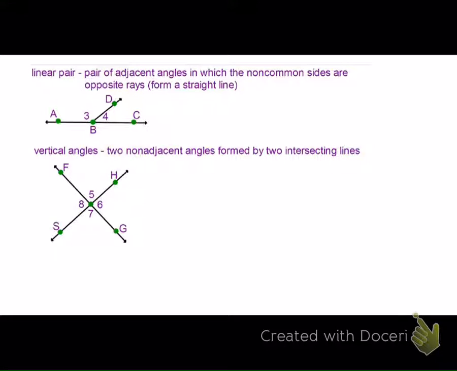All right. A linear pair is a pair of adjacent angles, so they have to be next to each other, in which the non-common sides are opposite rays, which means they form a straight line, and a straight line is 180 degrees. So, opposite rays go in opposite directions. In this case, AB and BC are opposite rays.